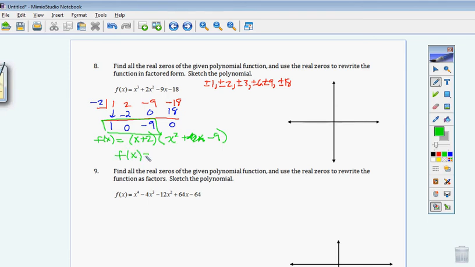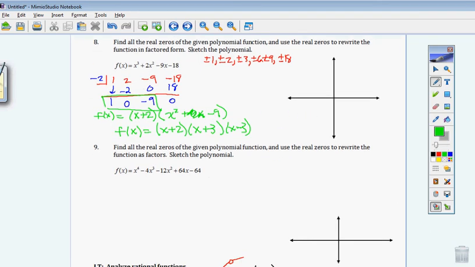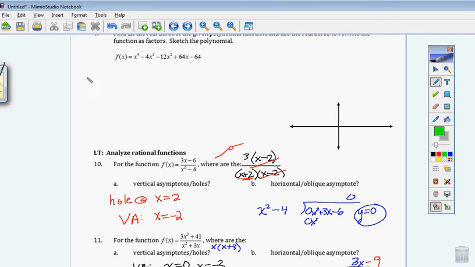So f of x is equal to x plus 2, and then we have x plus 3 and x minus 3. All right, I'm not going to graph all these right now because I'm pretty sure we're getting comfy at this phase. Go back and look at the solutions if you need to know how to graph that one, but I want you to be comfy getting to the factored form. All right, one more here.